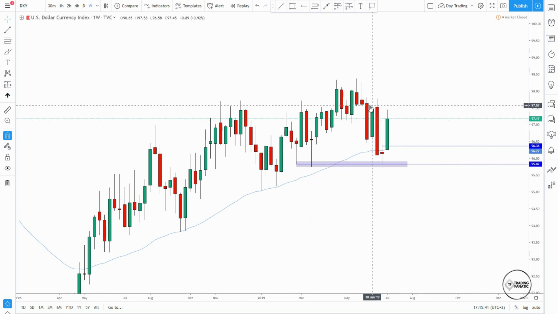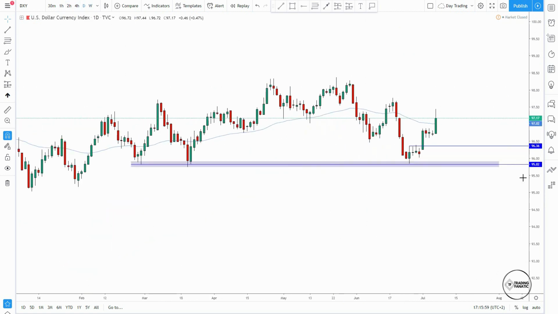So this week it was a very massive bearish Marubozu candle. Then we had a slowdown exactly at the zone, and now we're having a bullish engulf forming a morning star formation. So for now we're bullish on the dollar. Switching down to the daily time frame.